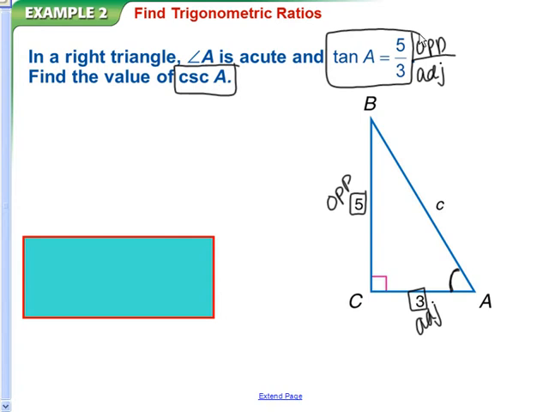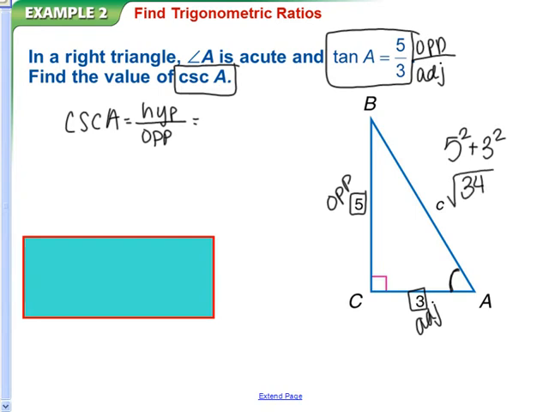Okay, cosecant is related to sine. Sine is opposite over hypotenuse, so cosecant is hypotenuse over opposite. So what is the hypotenuse? That would be C. We're going to have to use the Pythagorean theorem to find that. So that's 34. Square root of 34 is C. So that means it's the square root of 34 over our opposite, which is 5. Then we look to see if we can reduce it, and we can't, so we're done.